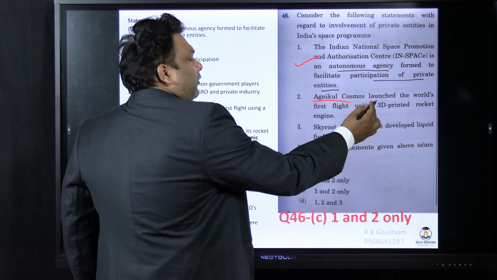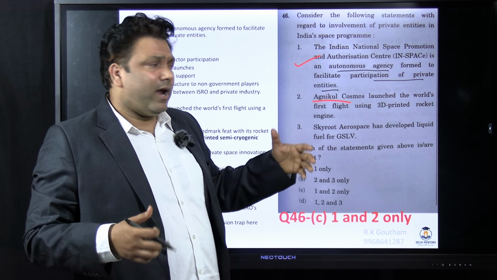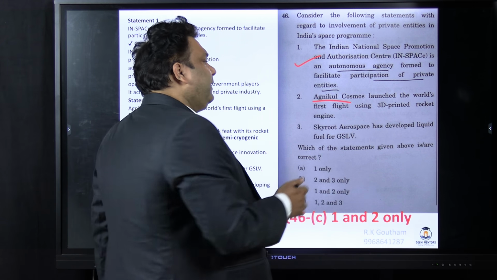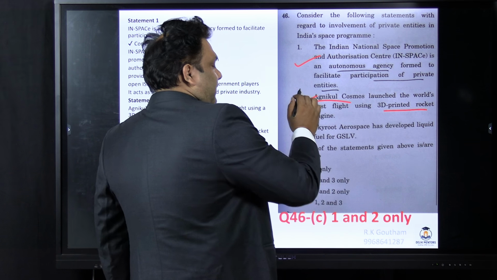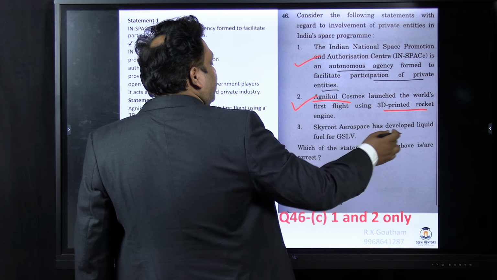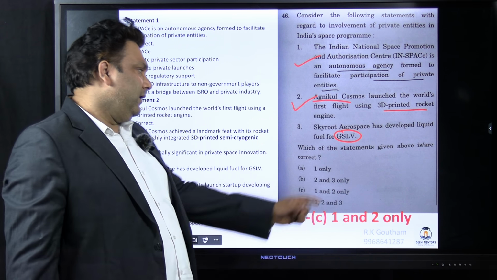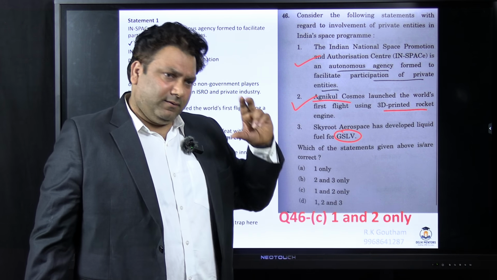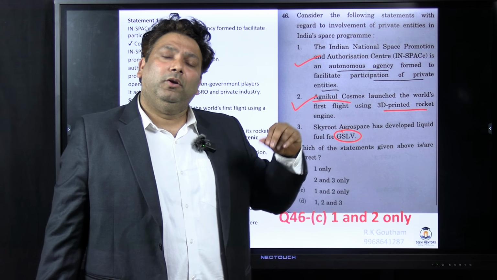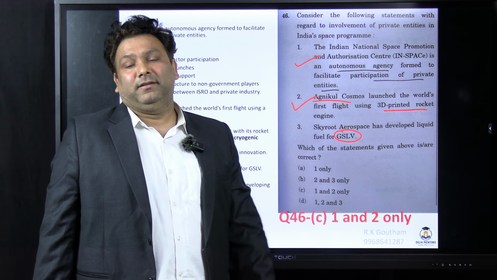Next, Agnikul Cosmos is one of the prominent players in the private aerospace sector. It has launched its first flight using a 3D printed rocket engine. This is also a right statement. Next, Skyroot Aerospace has developed a liquid fuel engine for GSLV. In fact, the liquid fuel engine in the GSLV is called Vikas. India developed this a long time ago. In fact, the same engine is being used in PSLV as well.